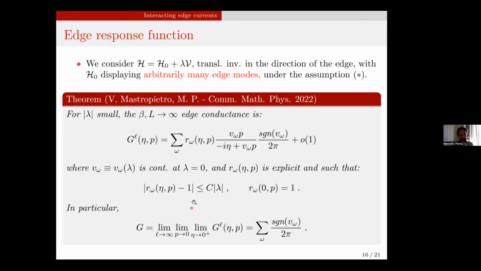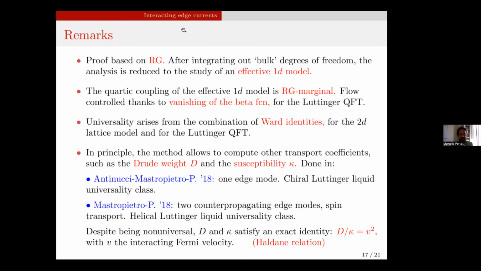So this is the result. Now, let me make a few comments about it. The proof is based on a renormalization group, which I won't discuss, but just a few words about it. The way in which this is done is in a multi-scale analytic fashion. There is a first step in which one integrates out the bulk degrees of freedom associated to the massive modes, if you want.